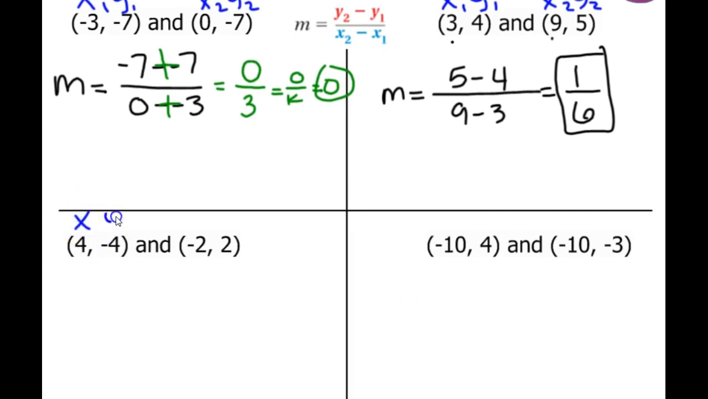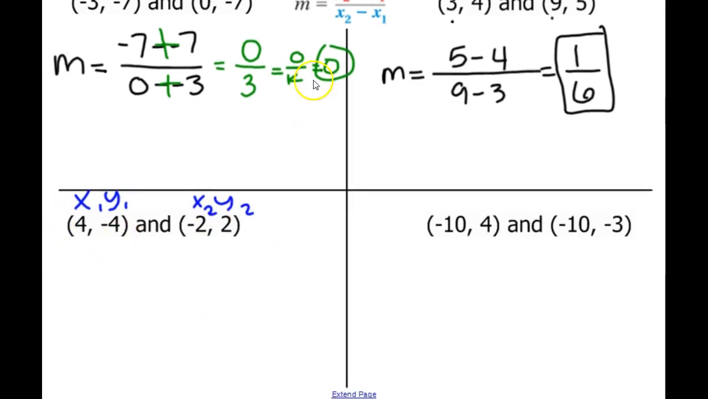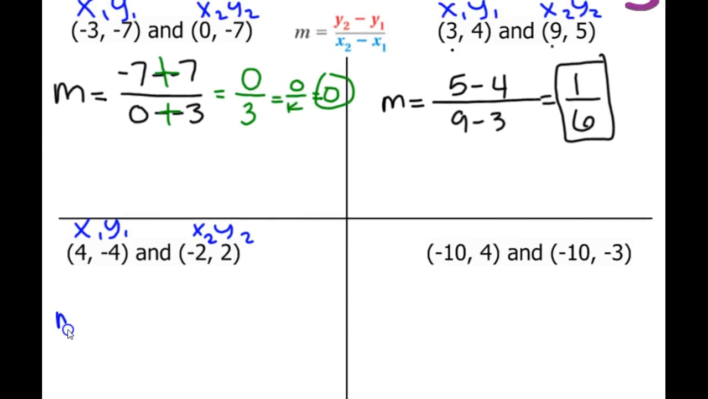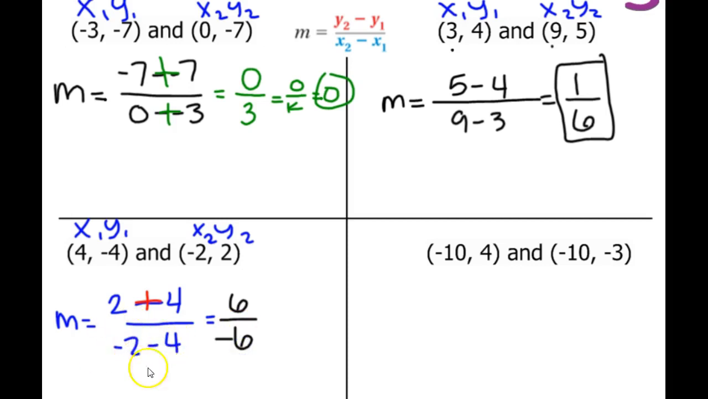Alright, here's xy first point, xy second point, and plug them in. Oh, where'd our slope formula go? There it is. y2 minus y1, so 2 minus a negative 4. Two negatives making a positive. That's where people make mistakes. And then x2 minus x1. So on the top, 2 plus 4 in the numerator is 6. Negative 2 minus 4, same sign, they're all negative, so it's a negative 6 as well. 4 and 2 more, all negatives. 6 divided by 6 is just 1, but it's negative.